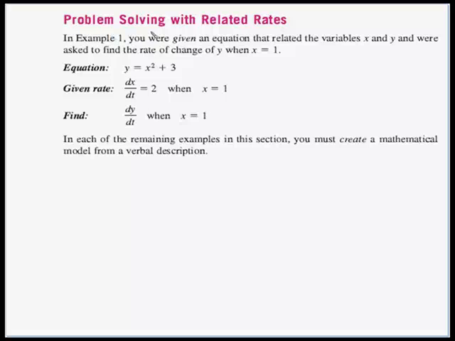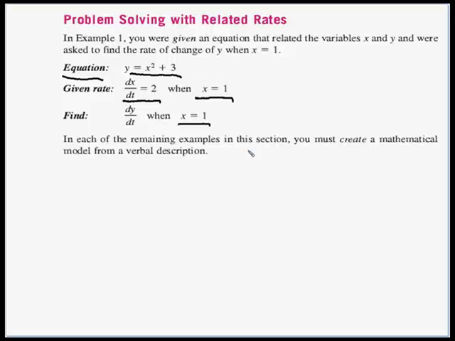So here's some problem solving with related rates. In that previous example, you were given an equation that related the variables x and y, and were asked to find the rate of change of y when x is 1. So we had an equation that was given to us. We need a given rate. They told us dx/dt was equal to 2 at this point in time, when x equals 1. They wanted us to find dy/dt at that same point, when x equals 1.